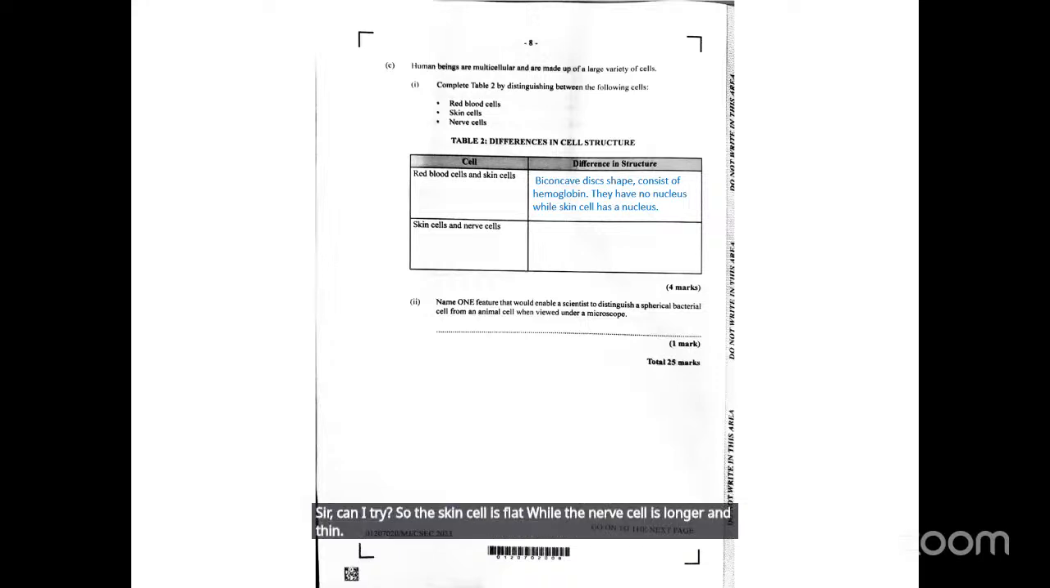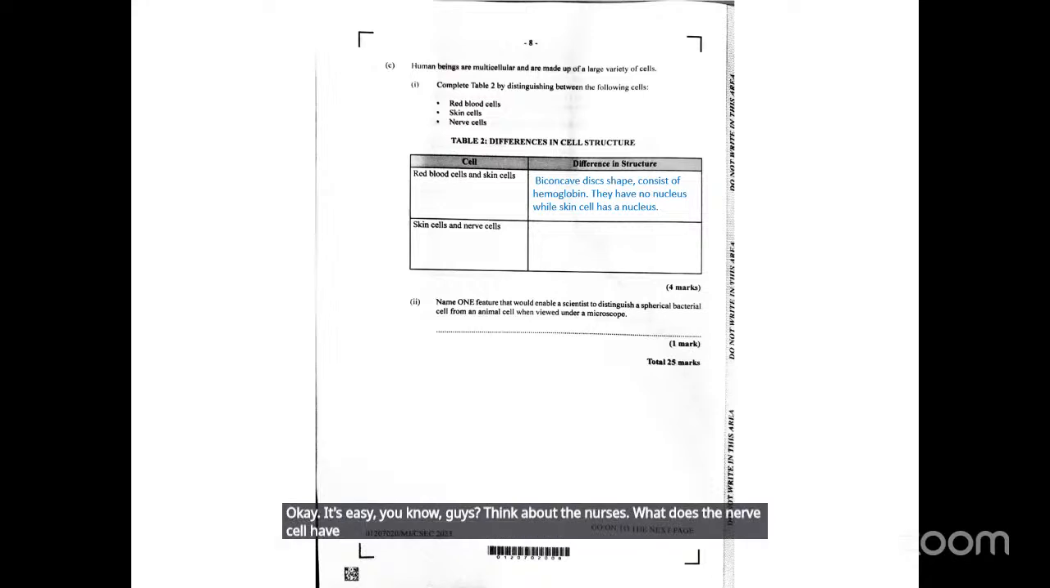Sir, can I try? Go ahead. So the skin cell is flat, while the nerve cell is long and thin. Okay. But we are going hard though. It's easy, guys. Think about the nerve cell. What does a nerve cell have? It has like the axons and the axon terminals and all of those things. So why not use all of that?